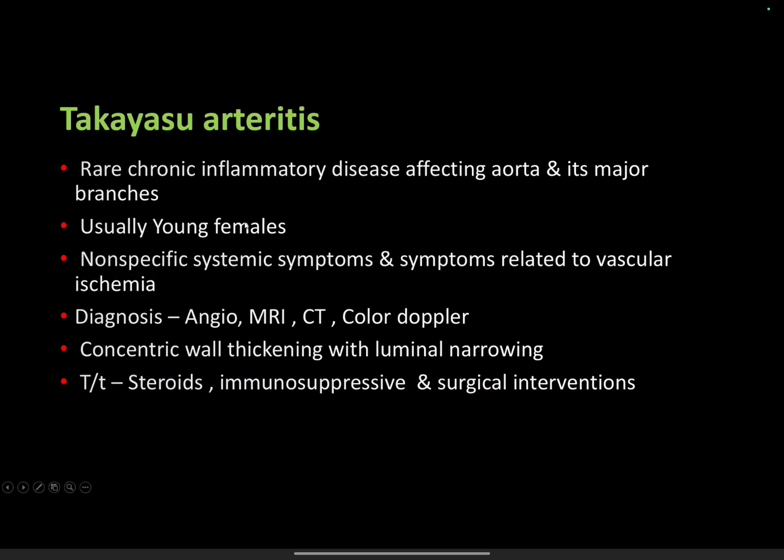It is a granulomatous disease that usually affects young females, and we will see non-specific systemic signs like weakness, malaise, vertigo, weight loss, headache, and so on and so forth. Some symptoms are related to vascular ischemia of the particular vessel involved. The diagnosis can be done on the basis of angiography, MR, CT, and color Doppler, as we have seen in this case, where we utilized color Doppler. There is always concentric wall thickening with luminal narrowing of variable degree, and treatment is steroids, immunosuppressives, and surgical intervention in severe disease.